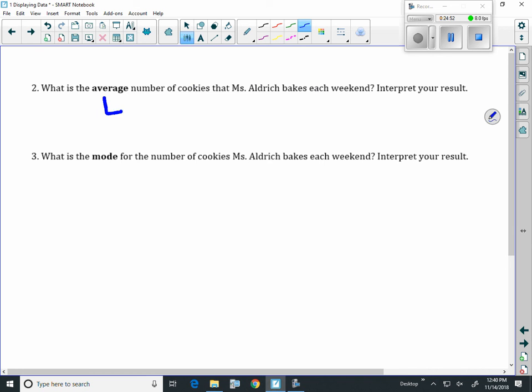All right, what is the average number of cookies that she baked each weekend? Average is another word for mean. How do we find the mean? We add them all up and divide by the number of weekends, and we know that the weekends was 8. We just have to find the total. Add all of those numbers up. I got 227. Divide by 8, you get 28.375.